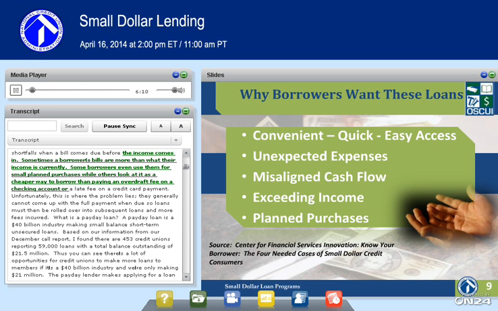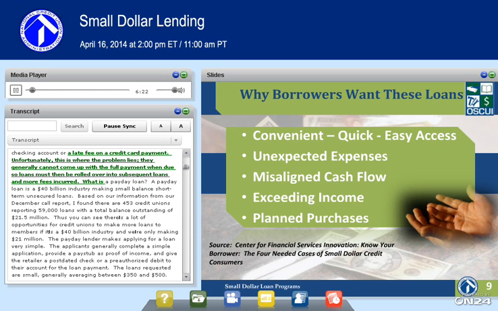Some borrowers even use them for small planned purchases, while others look at it as a cheaper way to borrow than paying an overdraft fee on a checking account or a late fee on a credit card payment. Unfortunately, this is where the problem lies. They generally cannot come up with a full payment when due, so the loans must then be rolled over into subsequent loans and more fees incurred.